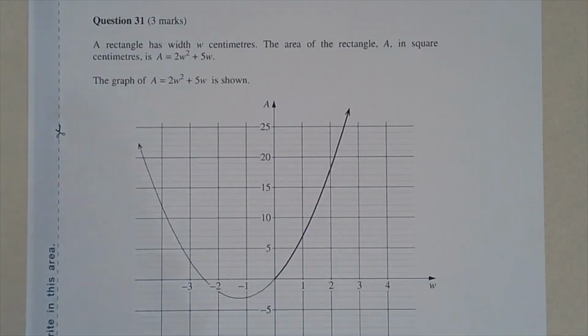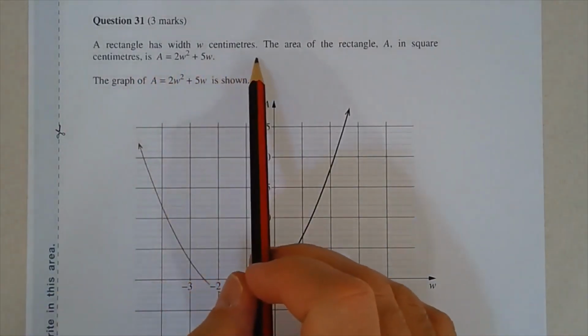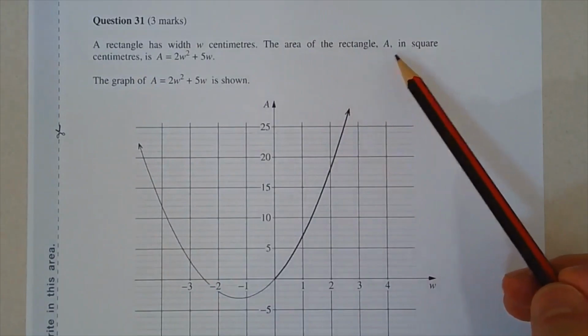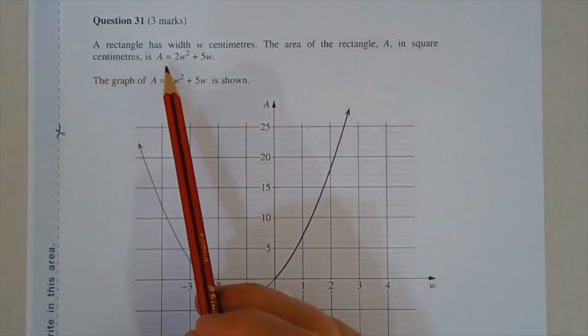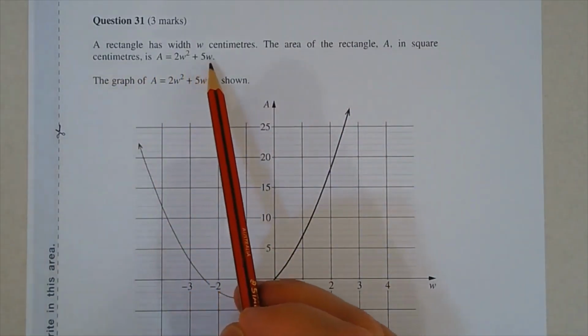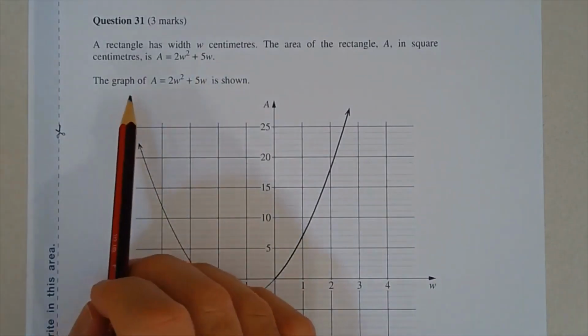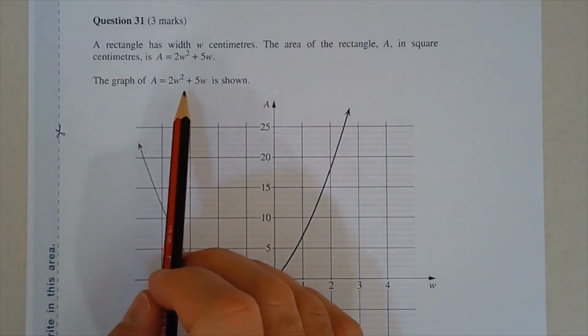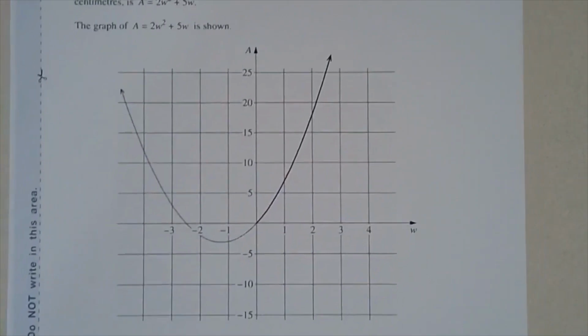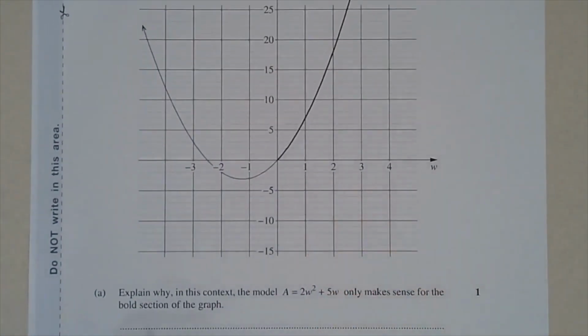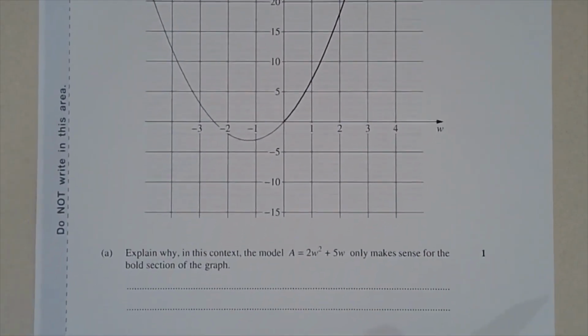Question 31. A rectangle has width W centimeters. The area of the rectangle A in square centimeters is A equals 2W squared plus 5W. The graph of A equals 2W squared plus 5W is shown. Okay. So part A, explain why in this context the model A equals 2W squared plus 5W only makes sense for the bold section of the graph.